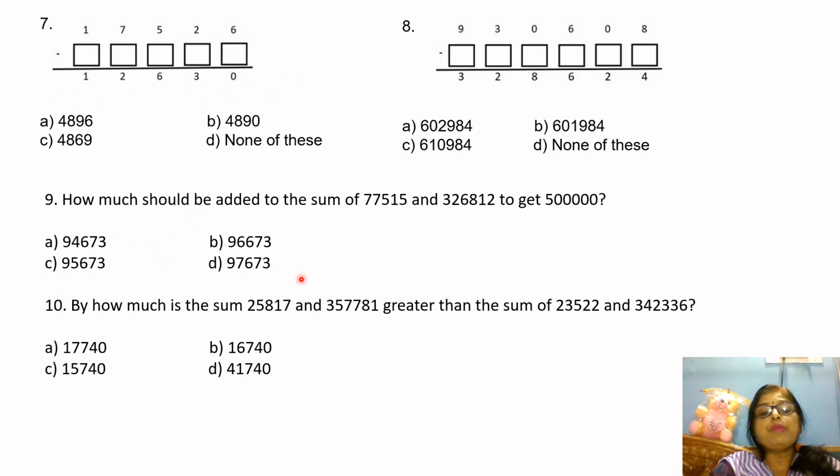Next one: how much should be added to the sum of this one and this one to get 55 lakh? So first you add it and then you subtract it from this one, then you will get the final answer. Last one: by how much is the sum of this and this greater than the sum of this and this? First add both, and then you subtract it, you will get the final answer. In this way, you can solve all questions carefully.